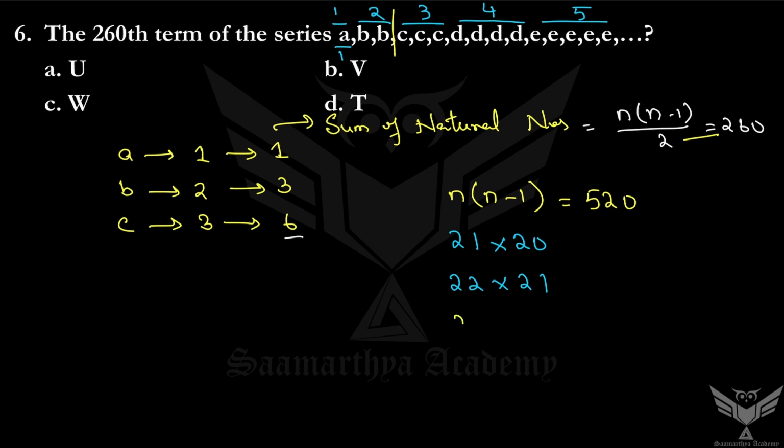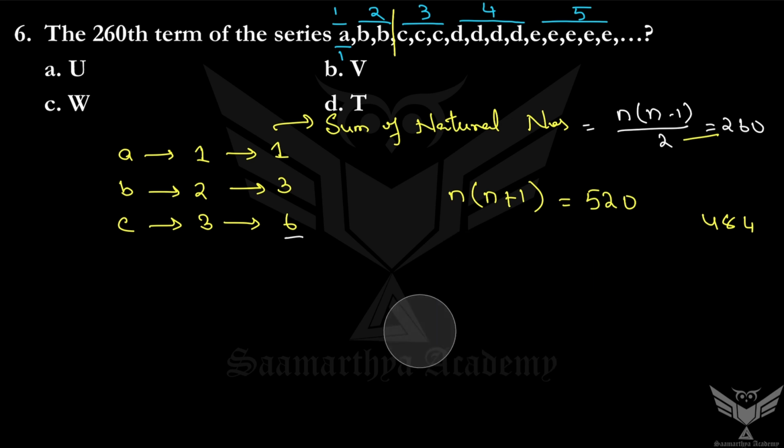But if you put n as 23 into 22, what is this value? 484 plus 22, 504, 506 it is. That means 23rd, 23rd letter. Sorry, we made a mistake. This is n into n plus 1. So if I consider it as 22, this will be 23. So 22 into 23 will clearly give me 506.